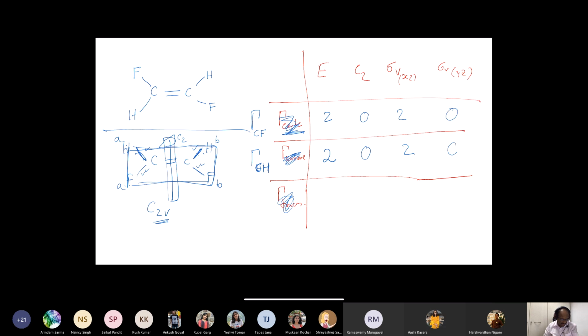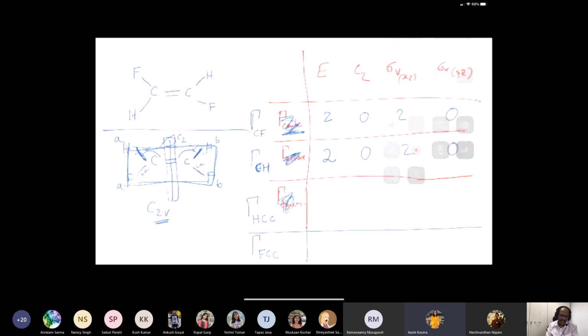Now let us do tau HCC. This is what you asked, right? Who was it asking? The angles? I was asking, sir, Ashi. Ashi, okay. So there are two kinds of angles in this molecule. One is HCC, the other one is FCC, right? So one is this angle, this is another angle.